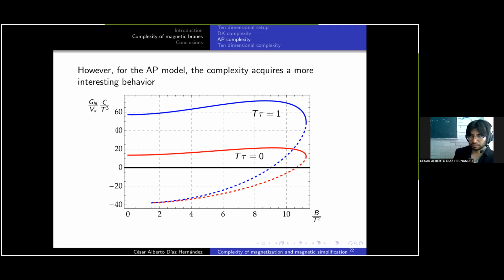However, for the AP model, the complexity has a more interesting behavior. As you can see here, the complexity for low magnetic fields is increasing, as we should expect, but we can find a certain value of the magnetic field around here, where the complexity starts decreasing. Here we show the stable branch in the solid line and the unstable branch with the dashed line. So even for the stable branch, we have decreasing complexity with the magnetic field, right?